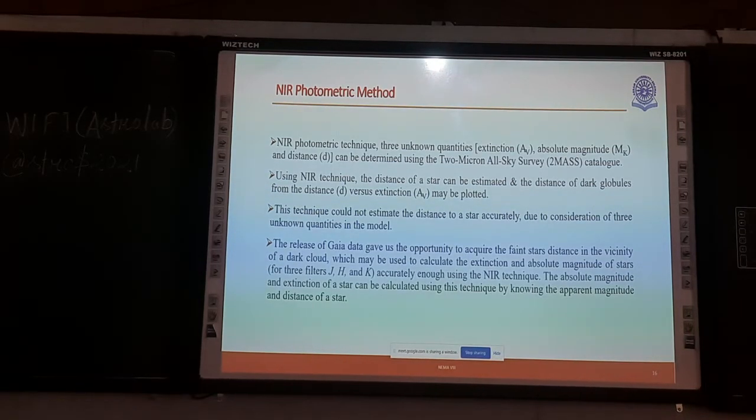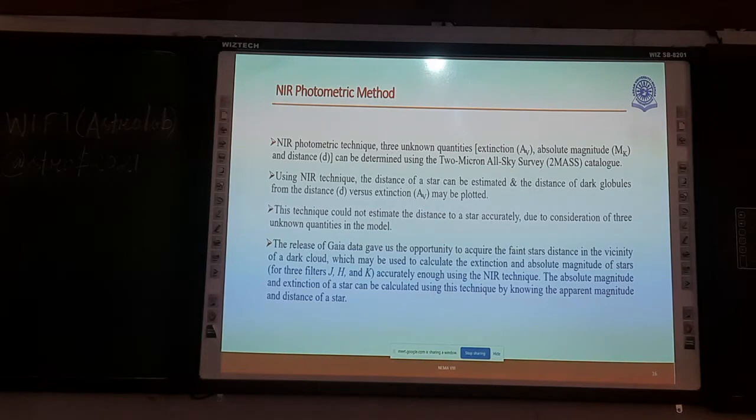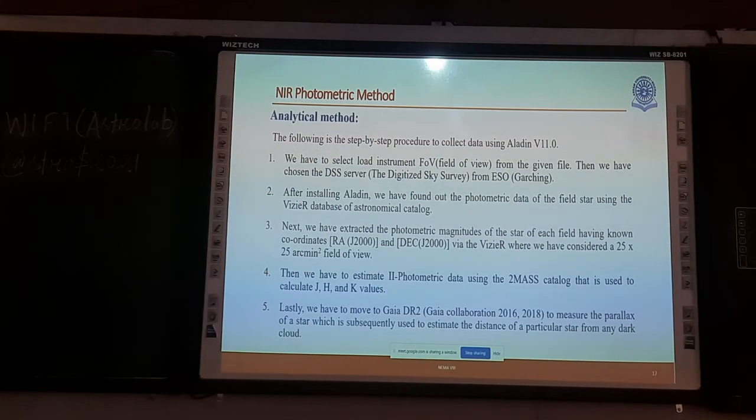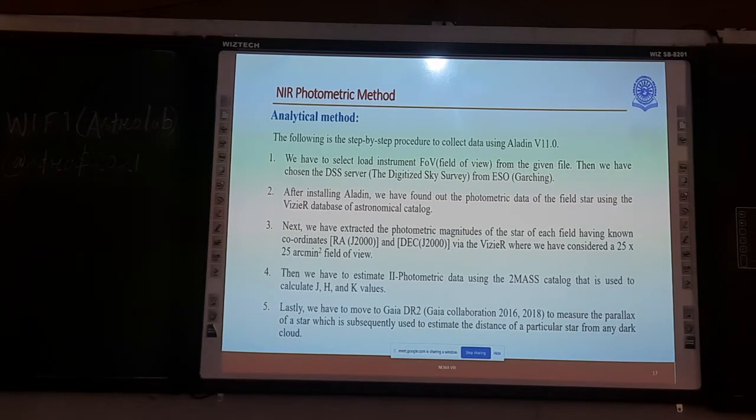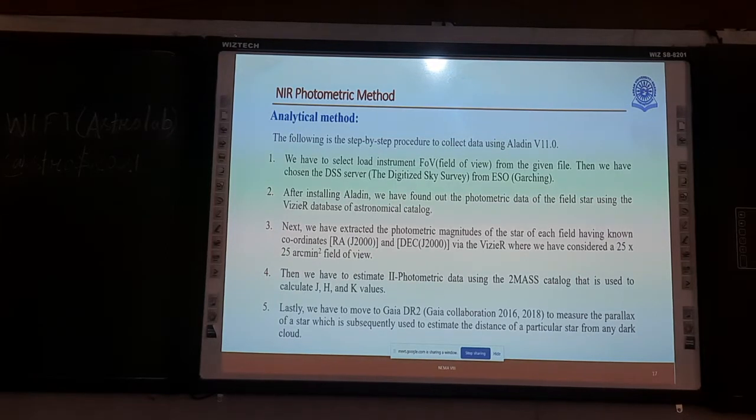we are able to calculate the distance, means first to calculate the parallax, and using this method of calculation of distance, we have calculated the distance of the cloud. And this is our analytical method, or what steps we have followed. First of all, we have collected the data. This is basically Aladin software, that is all sky survey software. And from here, we have calculated the field of view. We have taken the field of view, and from that, we have calculated the server distance.